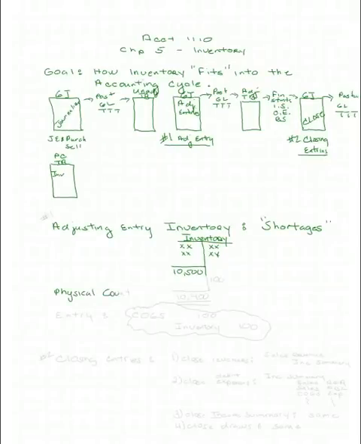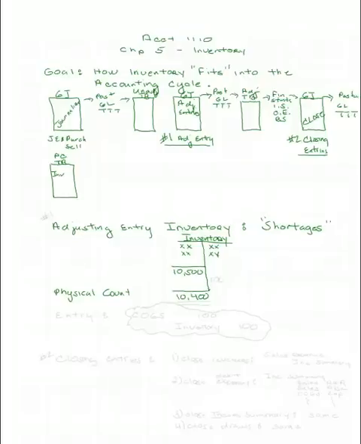When you take this physical count, you determine that there's really $10,400 worth of inventory on your shelves, not $10,500. You've in fact had some inventory shrinkage. The adjusting entry that we need to learn to make then is to deal with this shrinkage. We need to reduce inventory by $100.